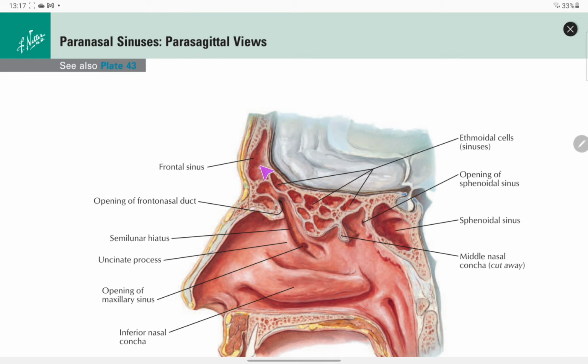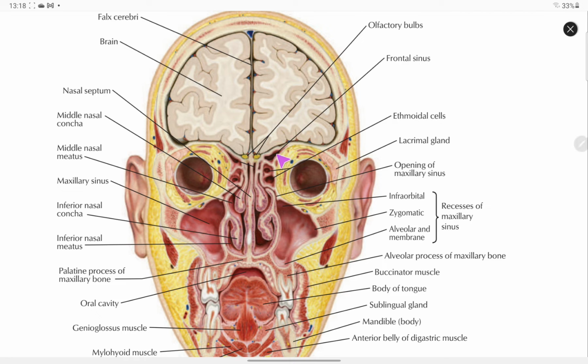Now talking about the frontal sinus, it lies in the frontal bone deep to the superciliary arch, and it extends upward above the medial end of the eyebrow and backward into the medial part of the roof of the orbit. It opens into the middle meatus of the nose at the anterior end of the hiatus semilunaris. This is the coronal section. The right and left sinuses are usually unequal in size, and rarely one or sometimes both of these sinuses may be absent.